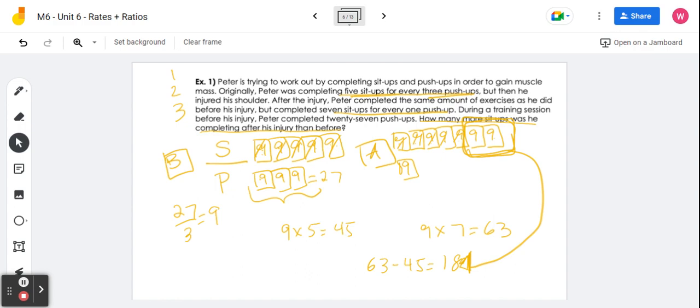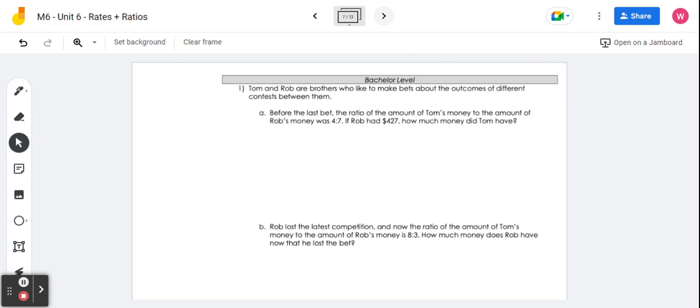Excellent. So following these 3 steps once again, our annotations, our model, and then finally, are we answering the question? We can clearly see in this particular question how Peter was completing 18 more sit-ups after his injury than he was before. Great. Move on to the next page or the next part of your notebook. This will be the last thing that we're going to do together before you'll be back in class working with your partners.